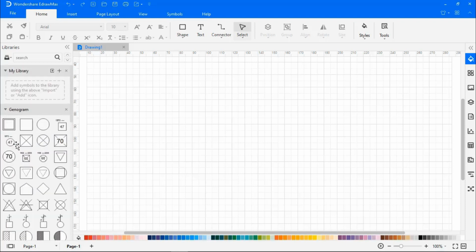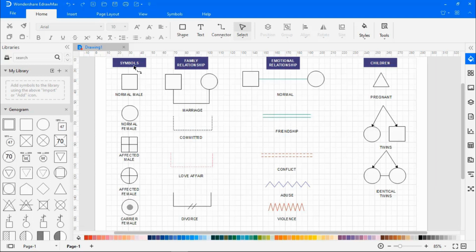Now, let's familiarize ourselves with some of the symbols. Square is for male. Circle is for female. This is an affected male with the recessive X gene. This is an affected female with 2 recessive X genes. This is a carrier female with 1 recessive X gene.